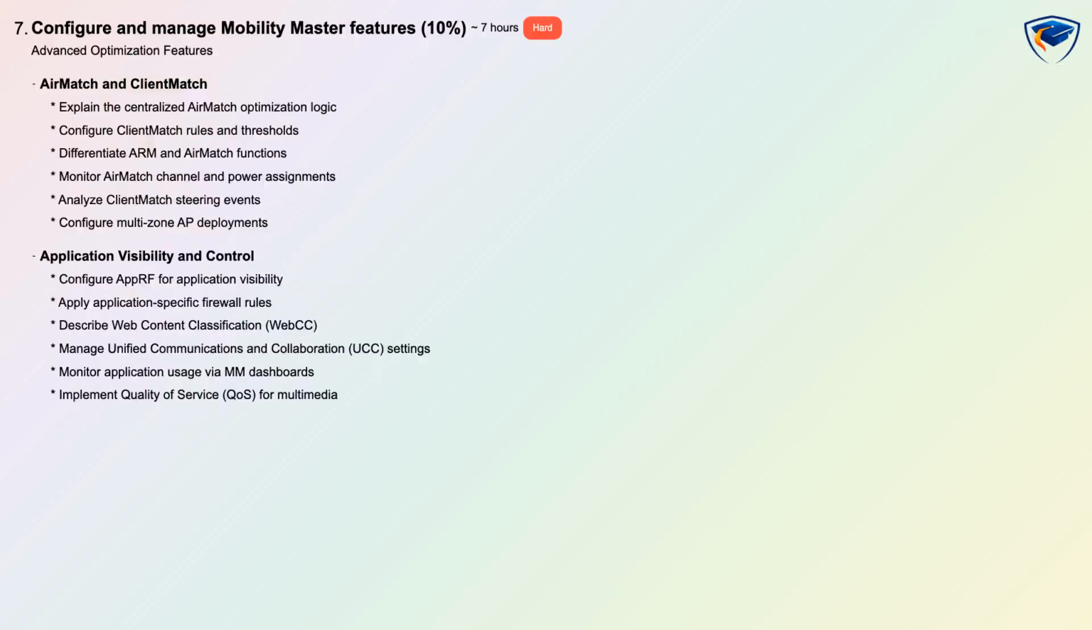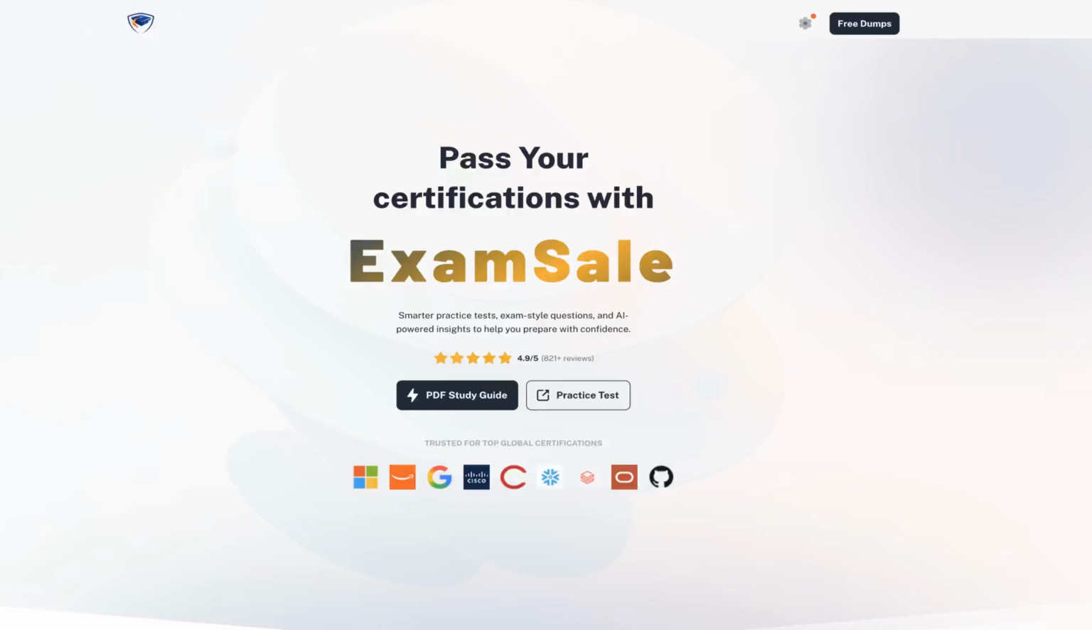Configure and manage Mobility Master Features is weighted 10%, rated hard, and has an estimated learning time of 7 hours with conceptual and scenario-based questions. You will configure AirMatch and Client Match for centralized RF optimization, distinguish AirMatch from ARM, set Client Match thresholds, and monitor channel and power assignments across zones. The domain also covers application visibility and control with AppRF, application-specific firewalling, web content classification, UCC settings, dashboard monitoring, and costs for multimedia.